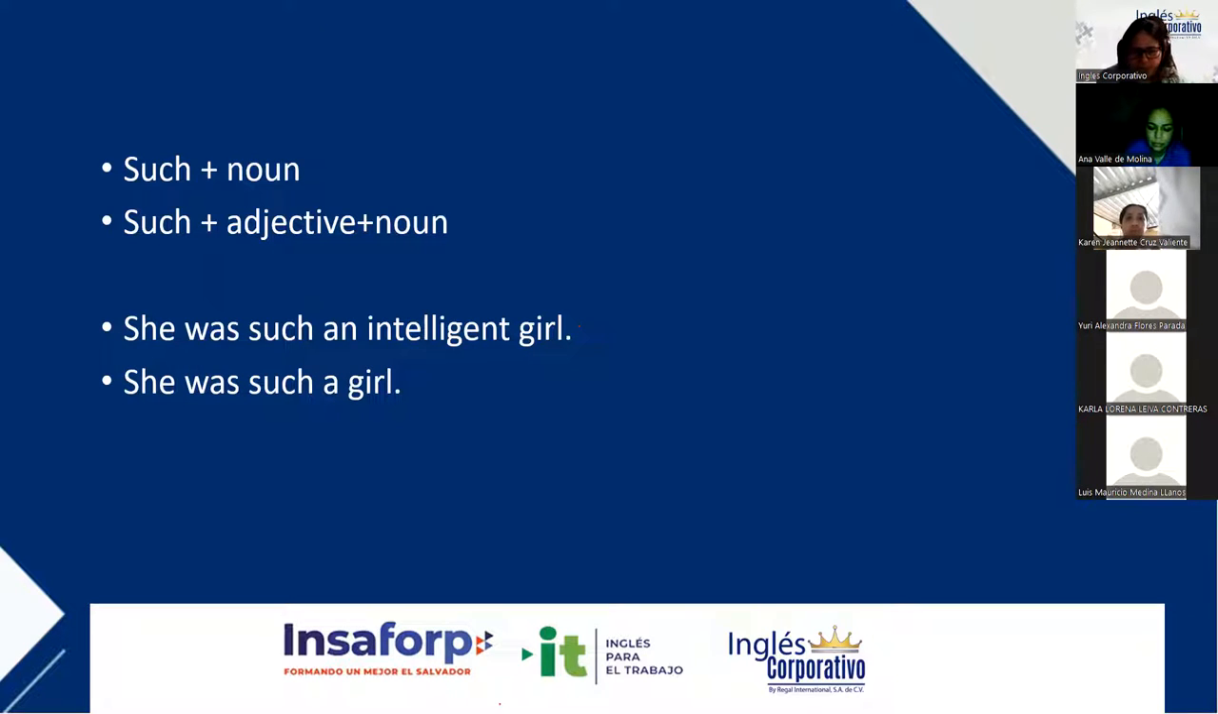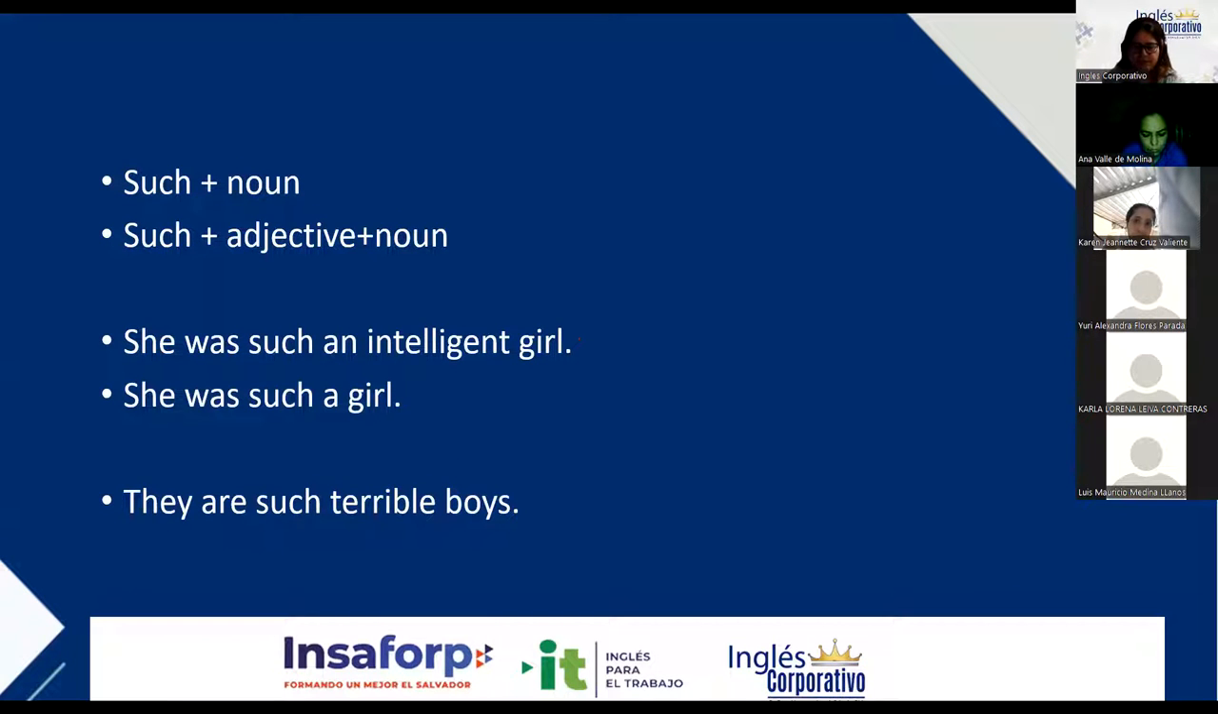Entonces, remember, and you can also use they were, or they are in present. Such terrible boys. They are such terrible boys. Or they were so terrible. Te está diciendo exactamente lo mismo, solamente que en diferentes palabras, right?